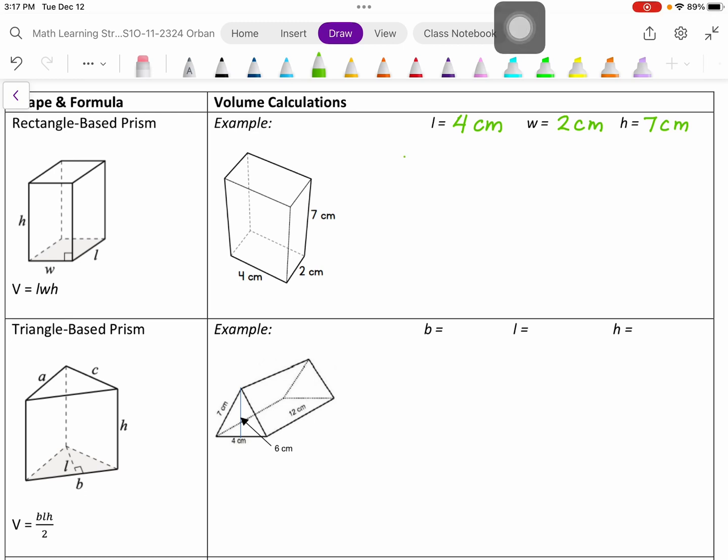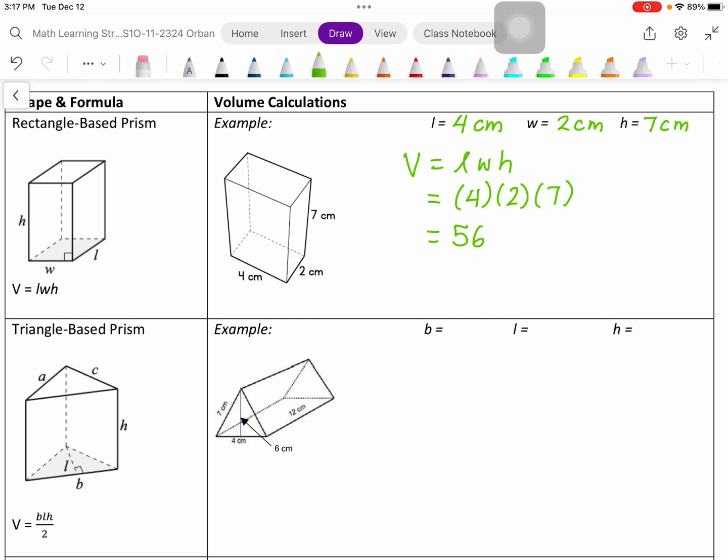So we'll start with our volume formula. Volume is equal to length times width times height. And now I'm going to substitute in my values. So length is 4 centimeters, width is 2, and the height is 7. And then I'm going to input that into my calculator. 4 times 2 times 7, and that is equal to 56.